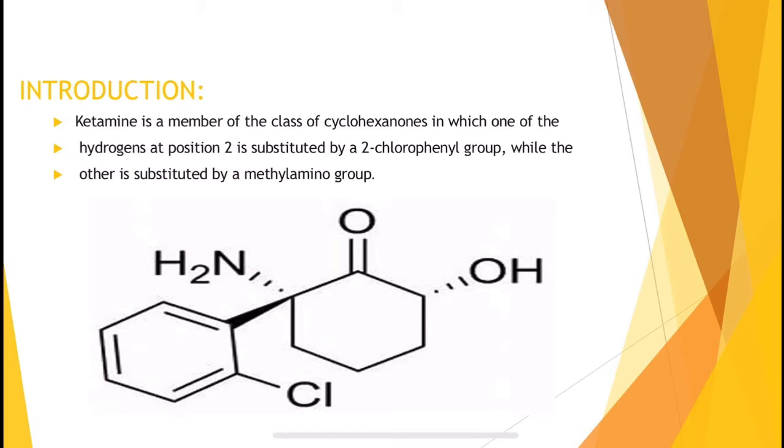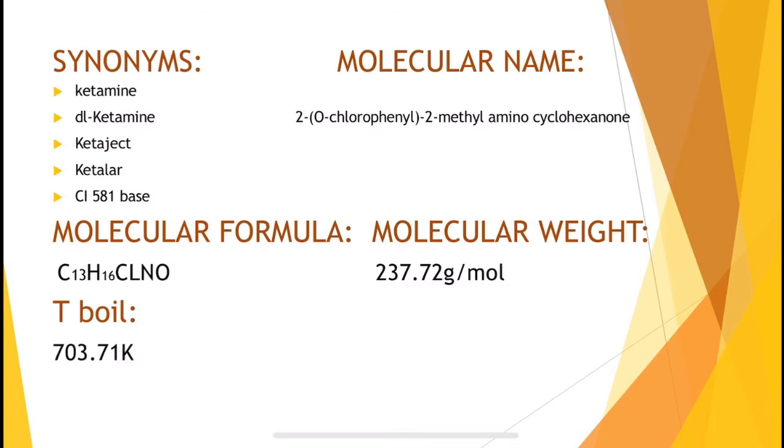So we'll move on and talk about some basic information of the compound, which includes different synonyms like ketamine, DL-ketamine, Ketajet, Catalart, CI-581 base. These are different names and may be used in different industries. Some of them may be used commercially, some of them may be used in the laboratory, some of them may be used as a brand name for a medicine. When we talk about the molecular name, it is 2-orthochlorophenyl 2-methylaminocyclohexanone. We have already discussed the structure based on this name in the previous slide when we talked about the introduction of ketamine.